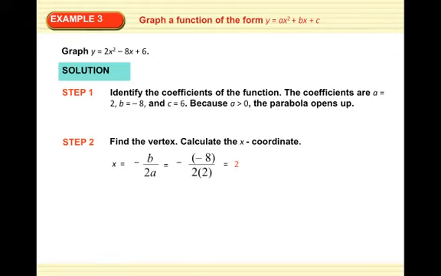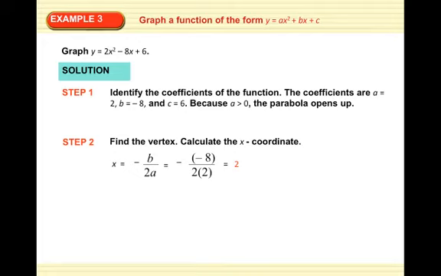X is negative b over 2a. So we have negative, and then b is -8. So we've got the negative on the outside and then -8 in the numerator, over 2 times a, which is 2. So we have negative 8 over 4. Negative 8 over 4 is negative 2, and then the negative of negative 2 is positive 2. So x equals 2 is the x coordinate of our vertex.